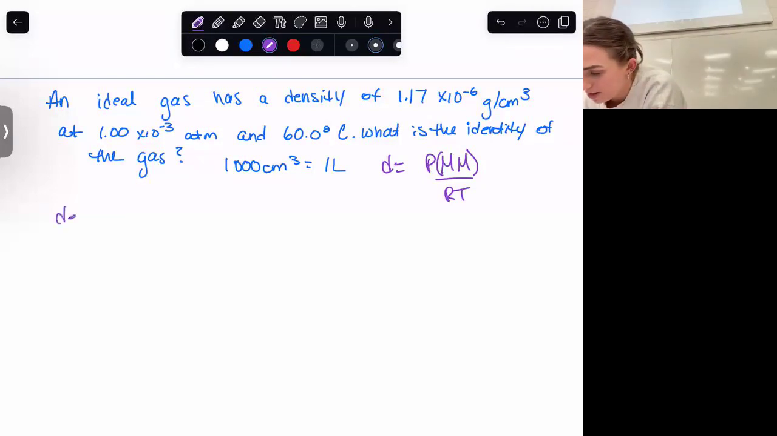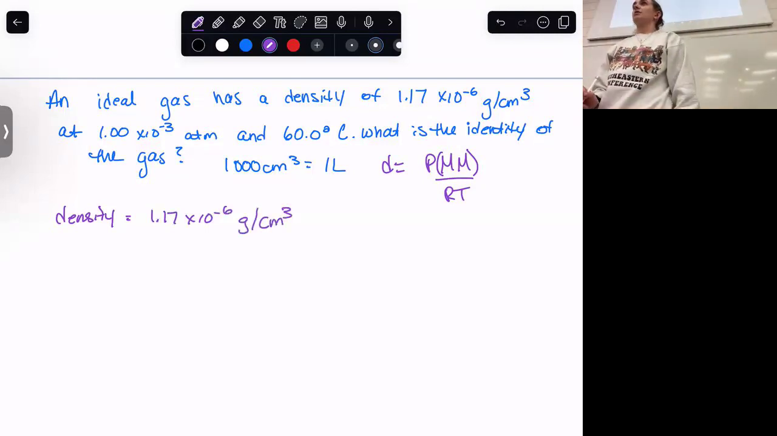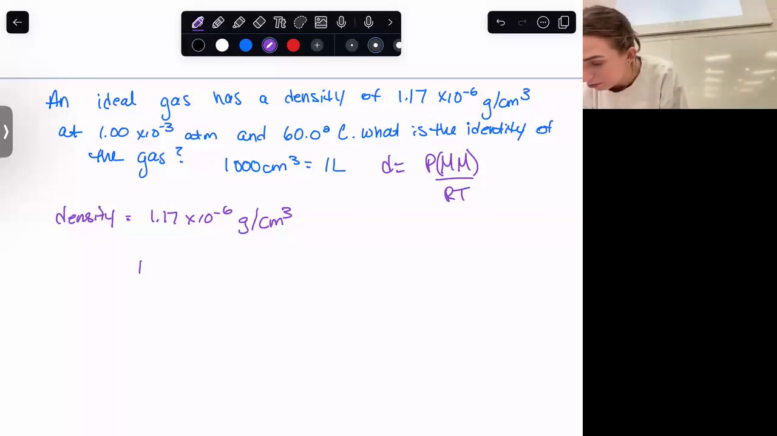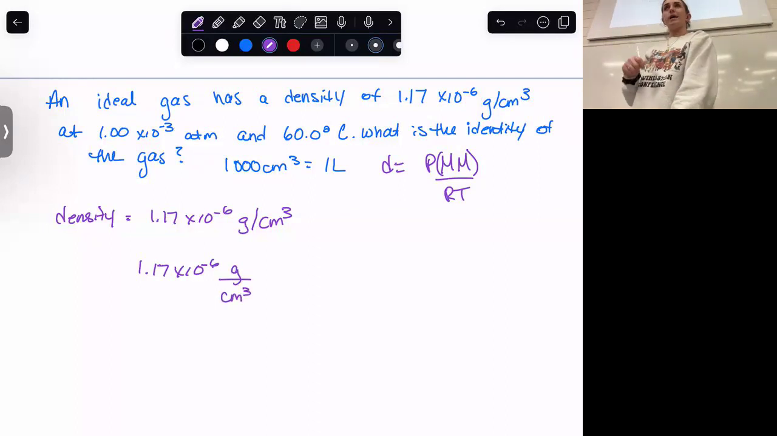Awesome. So we know that density is going to be 1.17 times 10 to the negative 6 grams per centimeter cubed. Is that in units that we like to work in? No. So what do we need to do to that first? We need to convert this into what units? We need to go from centimeters cubed to liters. Yep, so we'll have 1.17 times 10 to the negative 6 grams over centimeters cubed. We're given that 1,000 centimeters cubed is equal to 1 liter.